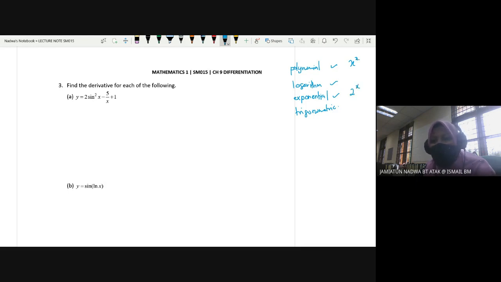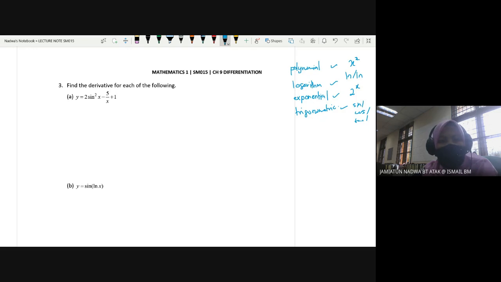Ni x kuasa nombor polinomial. Dan trigo yang ada cosine, tangent, secant, cosecant dengan cotangent. Logarithm yang ada ln ataupun log. Ini ada sine, cos, tangent, blah blah blah. Okay, so you have covered all these 4 types of function, how to differentiate them. So soalan akan tanya, dia boleh tanya, dia bagi function tu in terms of x, y in terms of x, tapi function dalam tu adalah function yang berbeza-beza. So nampak dalam soalan 3A ni dia bagi trigo dengan polinomial dengan constant.